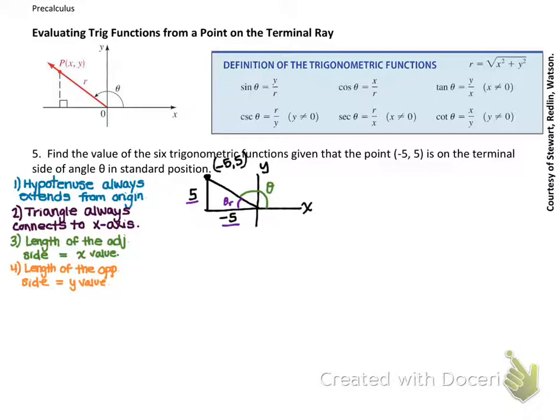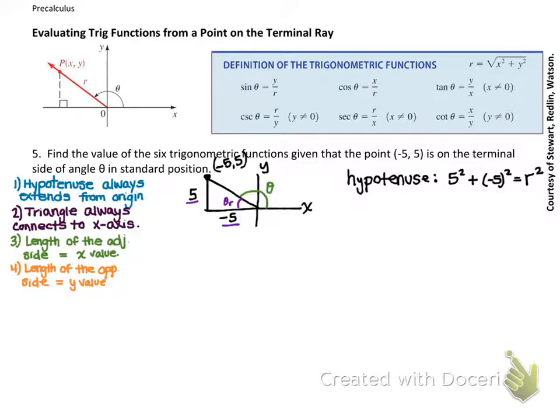Okay, so to find the hypotenuse, we are going to use Pythagorean's theorem. So we're going to use a little different notation. Let's say that we have 5 squared plus negative 5 squared equals r squared. And we're going to call it r because that's our radius.